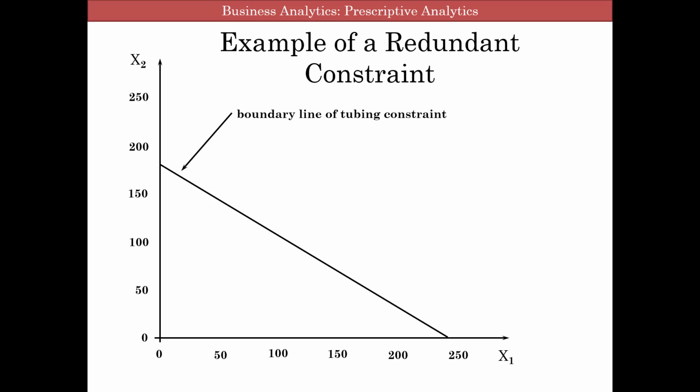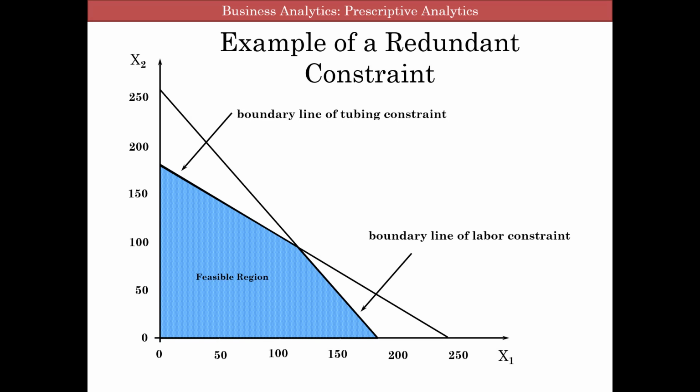Here's an example of a redundant constraint. So here's the boundary for the tubing constraint. Here is the labor constraint, and that's the feasible region. Now, if the pump constraint is something like this, it's about 225 here, right? So this does not cross anywhere in the feasible region. So this is what's called a redundant constraint. Everything below it is already occupied, and so this is not needed at all, right? This is called a redundant constraint.